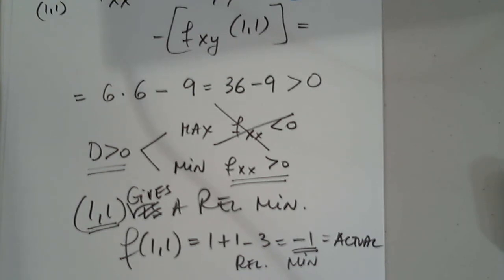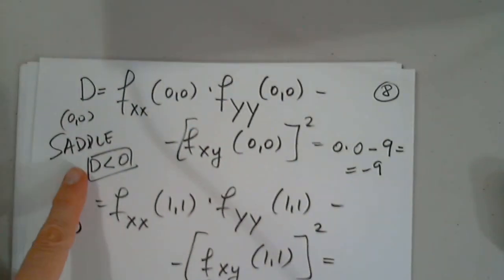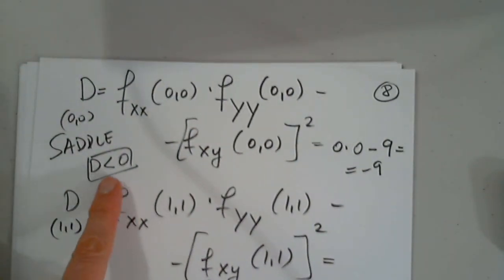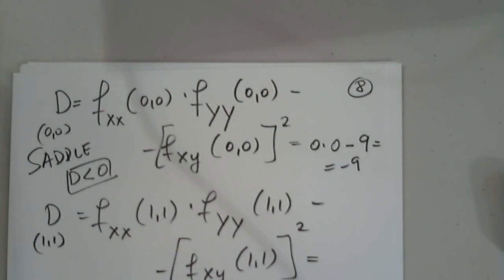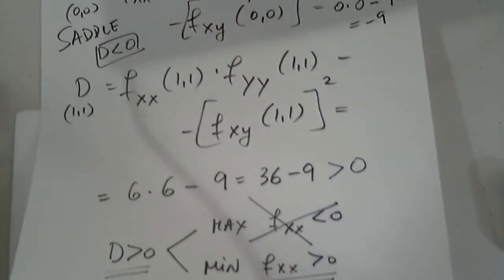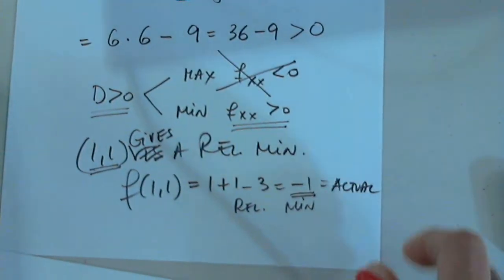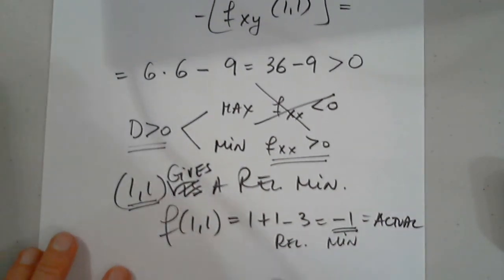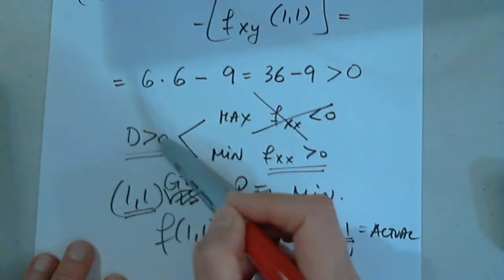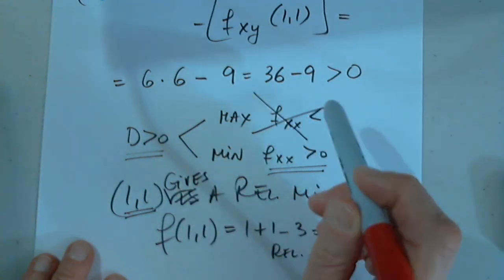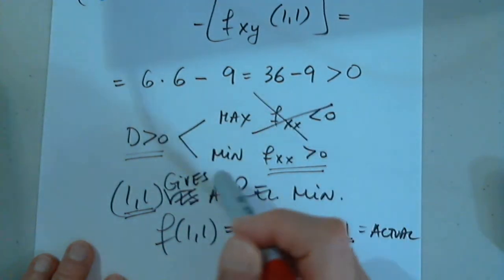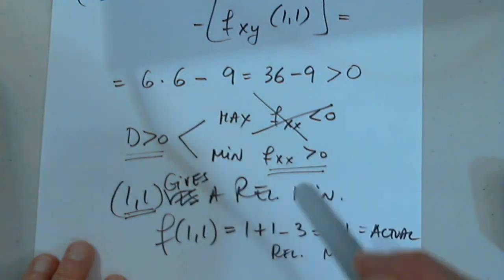And this is all about the D test. We found the saddle point because D is less than 0. D less than 0 means no max or min. If D is 0, the test is not applicable. And the function will have a max or relative min only if D is positive. It will have a maximum when f_xx is negative, and it will have a minimum when f_xx is positive.